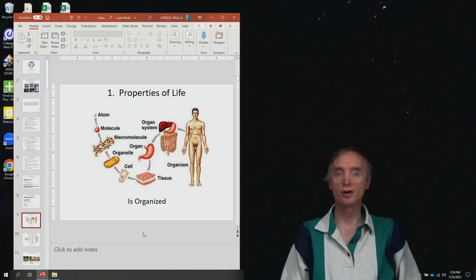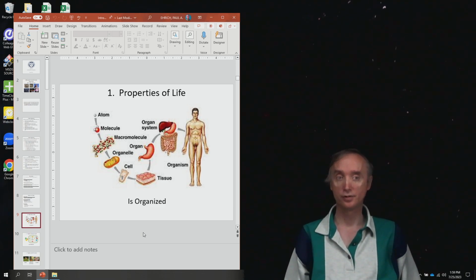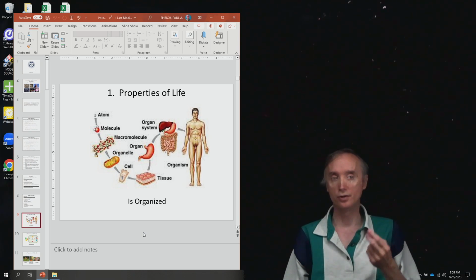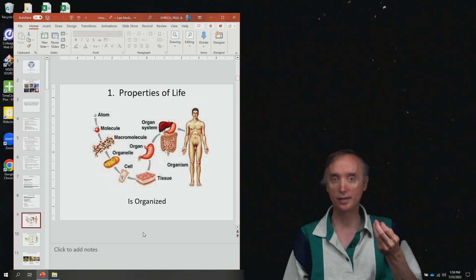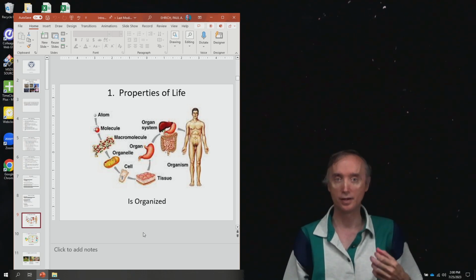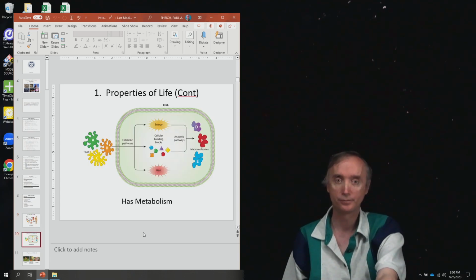Okay, properties of life. All right, and what did it say in the lesson objectives? That you ought to know 2 properties of life. So the first property of life is it's organized, meaning atoms are inside of molecules. Molecules are then inside of macromolecules. And then macromolecules are inside of organelles. All right, so just the idea that your body is very organized in the way that everything is connected together.